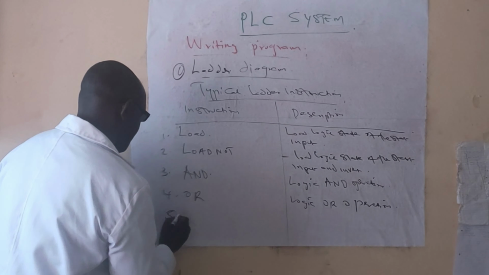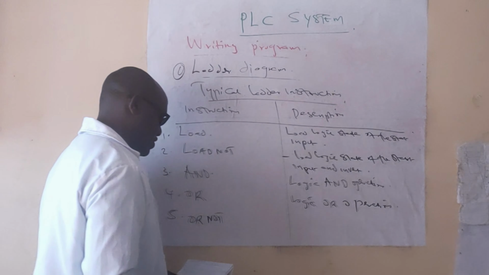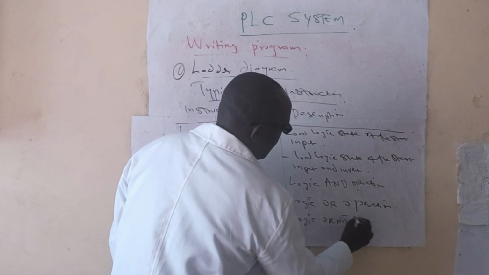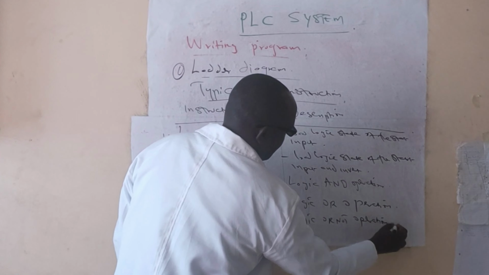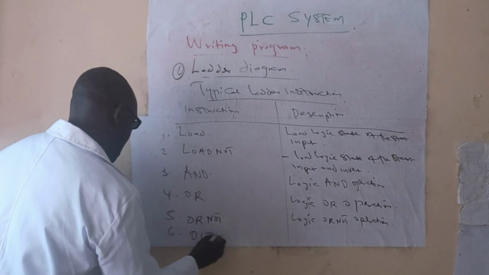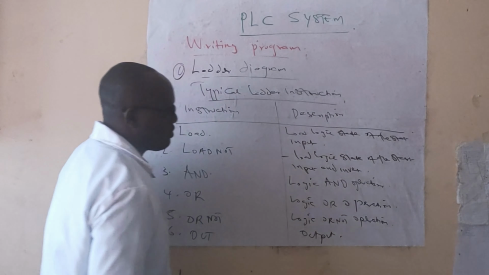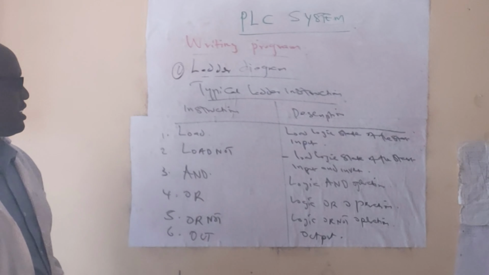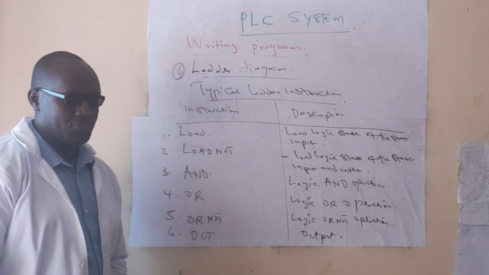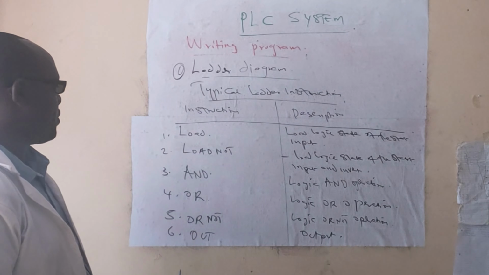Number 5 is OR NOT. OR NOT is a logic OR NOT operation. You can also be given number 6, the OUT, and this one forms the output. So these are just a few of the typical ladder instructions. We want to see how we are to play around with them.